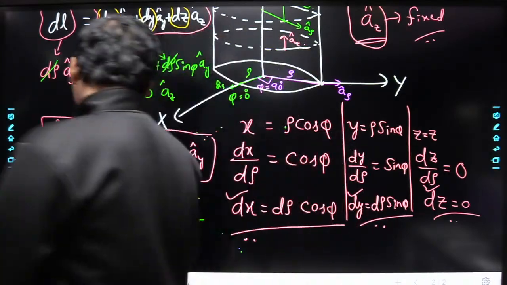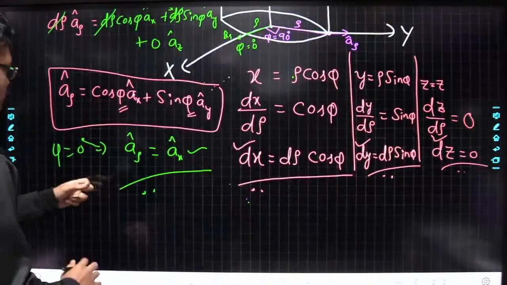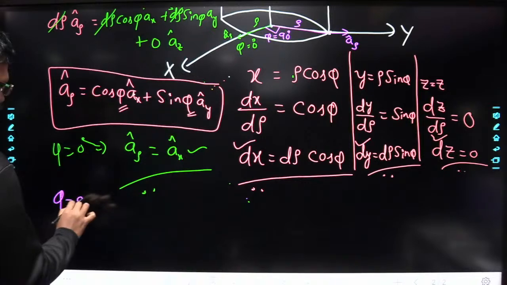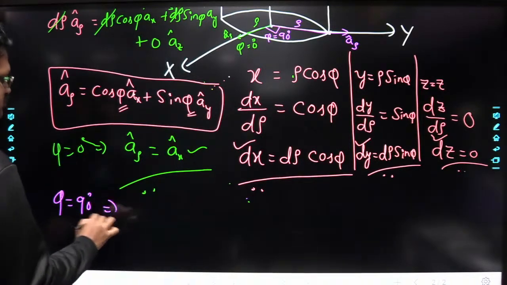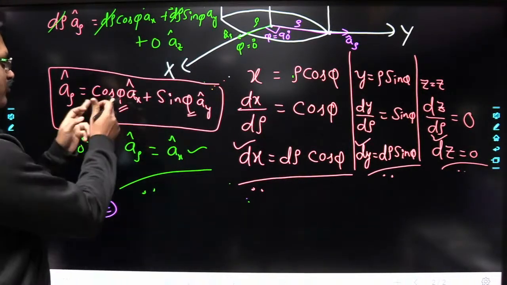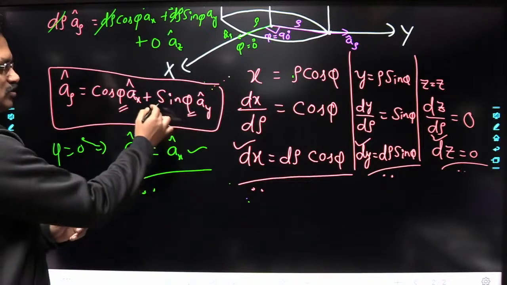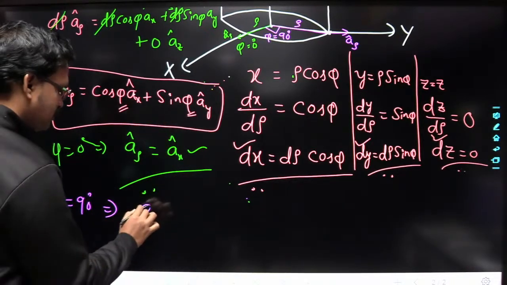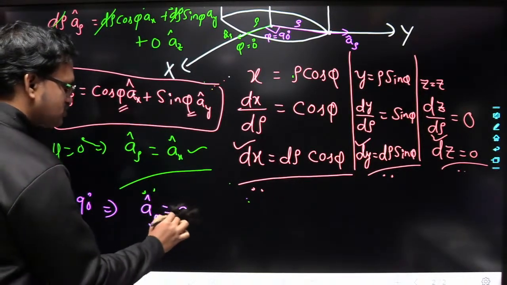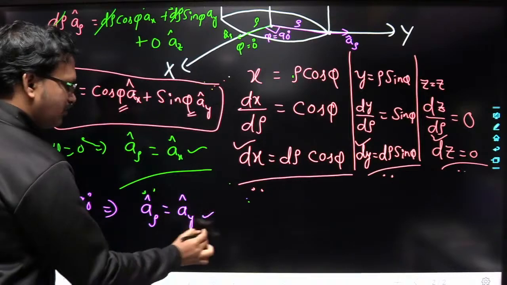So here if you substitute phi equal to 90 degrees, what are you going to get? If you put phi equal to 90, this term will go to 0 and sin 90 will be 1. So in this case a rho cap is equal to ay cap.